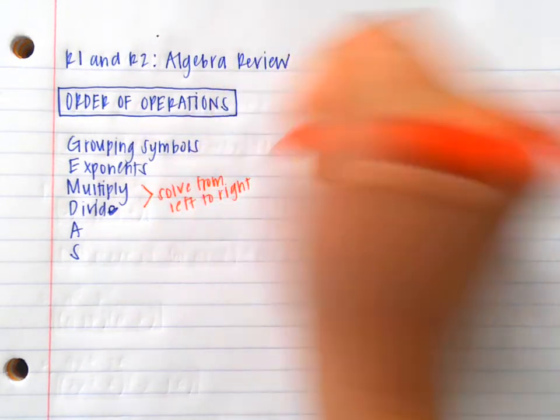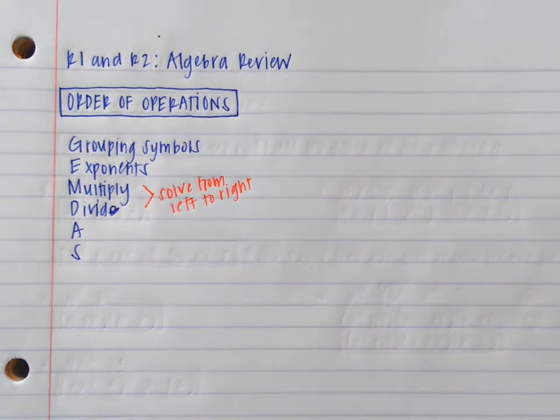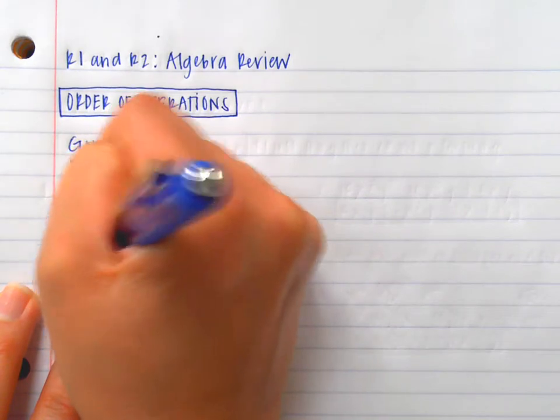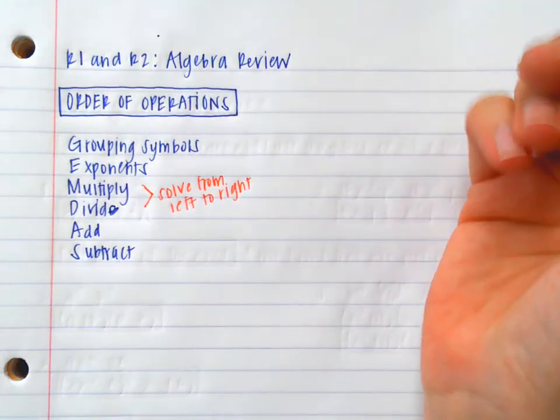So if the division comes first as you're reading it through left to right, then you need to do the division first. And then we have A for add and S for subtract. And now those two are the same as multiplying and dividing. You want to solve them from left to right.